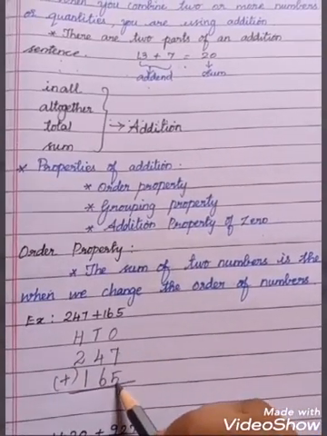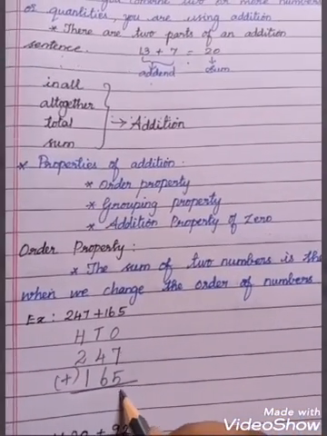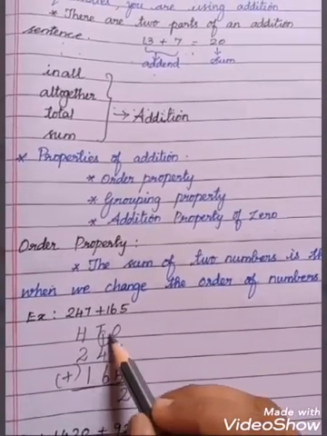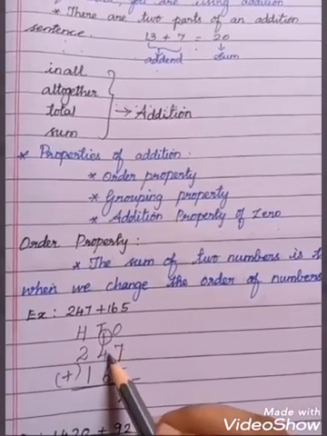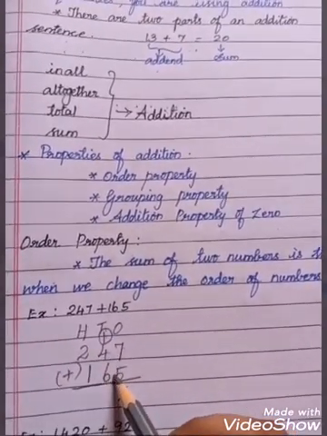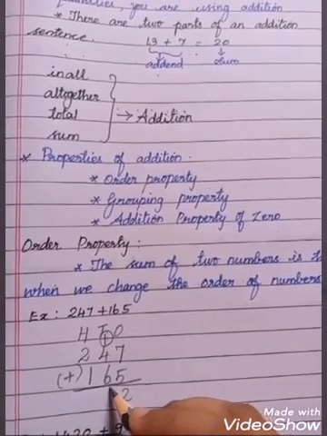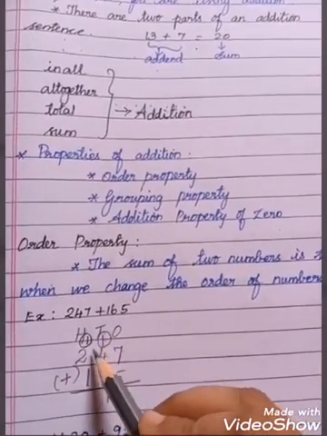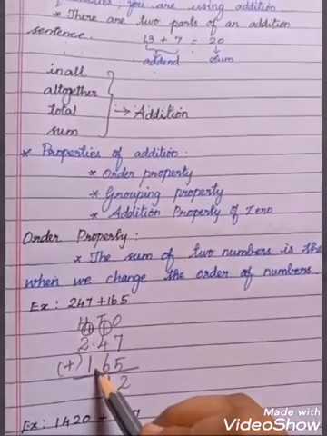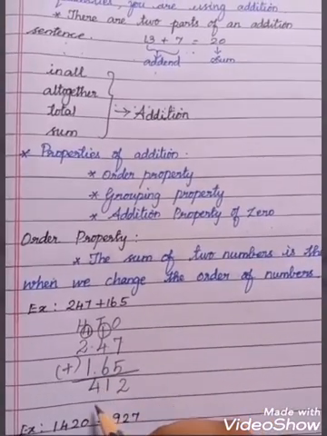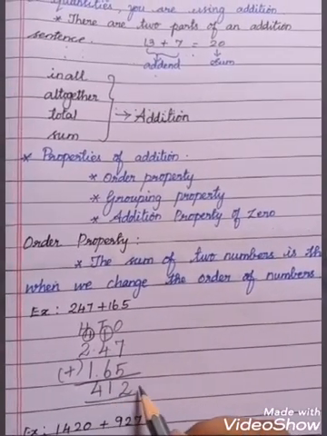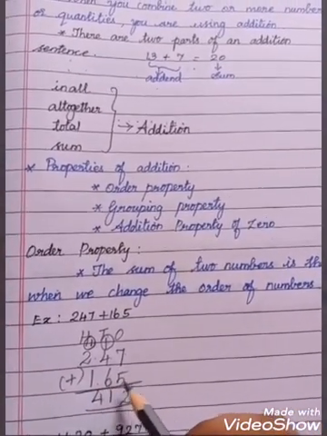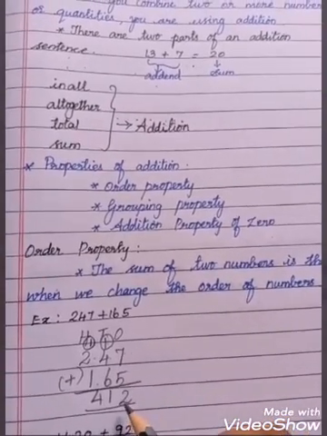7 plus 5, 12. So you can write 2 here. 1 is carried over to the tens place. 1 plus 4 is 5. Then 5 plus 6 is 11. So we write 1 here. Again the 1 is carried over to the hundreds place. 1 plus 2 is 3. 3 plus 1 is 4. So what is the answer? 412. Now we are adding 247 and 165, and we get the sum 412.